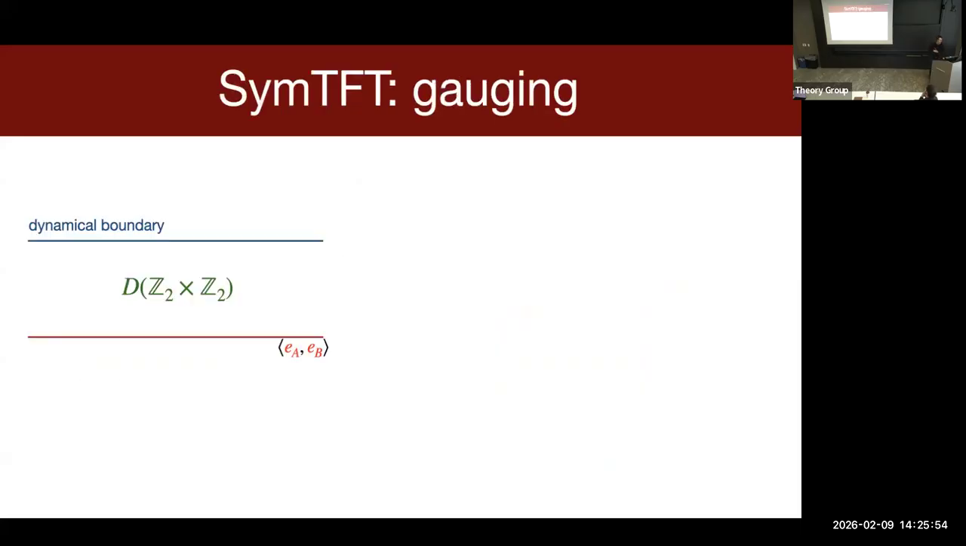Okay, in the final few minutes, let me talk about gauging and how this sandwich picture lets you think about gauging in an accessible way. Recall that in this sandwich picture, the bulk is this topological order. We have the boundary that I said was fixed, the charge condensed boundary, and the dynamical boundary, in essence, chooses the state or the Hamiltonian. Now let me say I want to gauge some subgroup of this Z2 times Z2. Let me pick the diagonal subgroup.